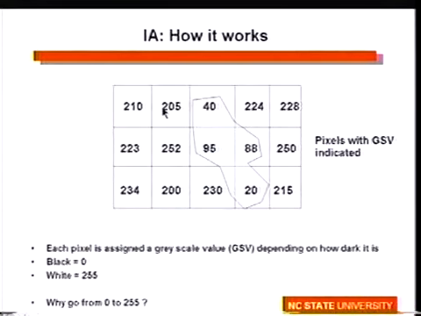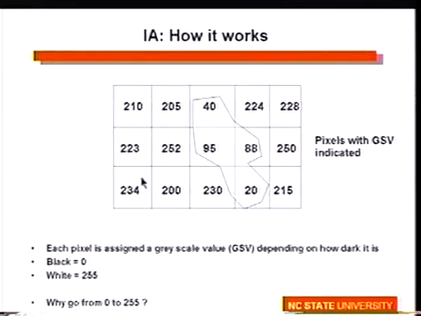Now, how does it work? Here I've taken an image. Let's say this is a sheet of paper, and there's an ink particle there, and that ink particle is dark. First, the computer takes each pixel and assigns to it what's called a grayscale value. The grayscale values typically run from 0 to 255, where 255 is perfectly white, 0 is perfectly black, and there are all the levels of gray in between.